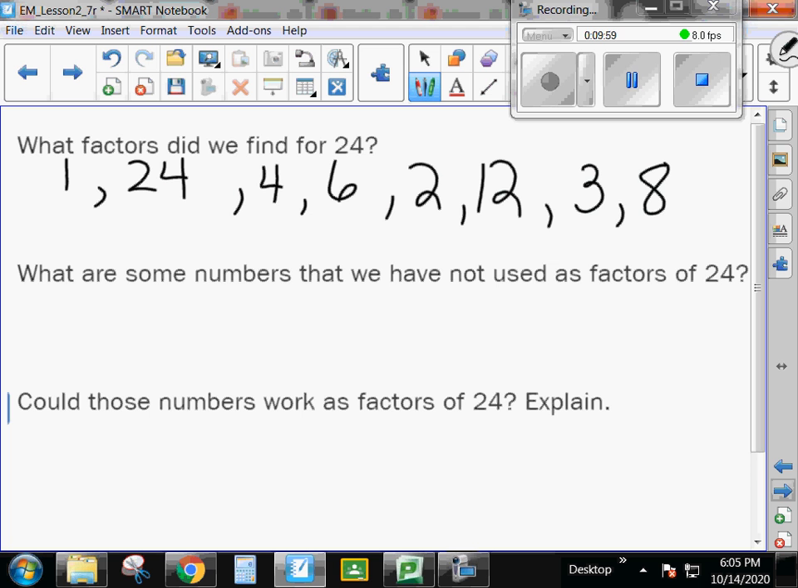3 and 8. Okay. Now, it says, what are some numbers that we do not have as factors? So kind of look at all these numbers here. Think of a number that we don't have.